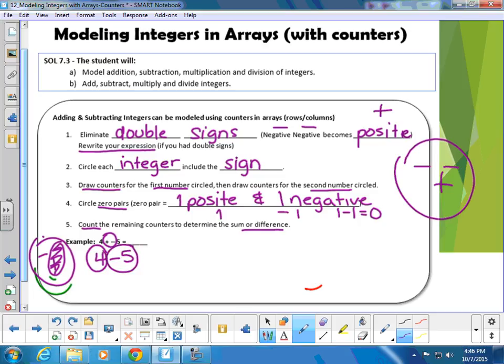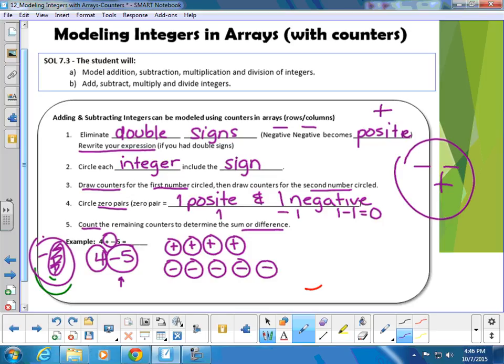We're going to draw the positive 4 first, and I'm going to draw it using circles, and I'm going to add a plus sign just so I know those are positive. Then I'm going to draw 5 negatives. I'm going to put them right underneath so they're neat rows for me. There's 5 negatives.